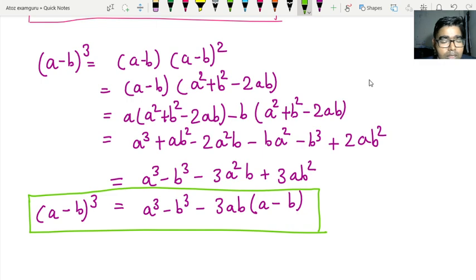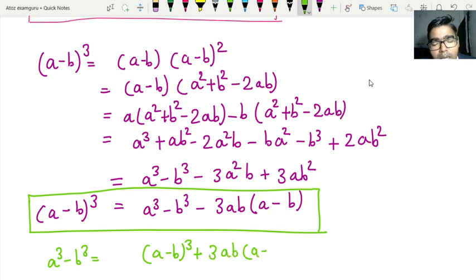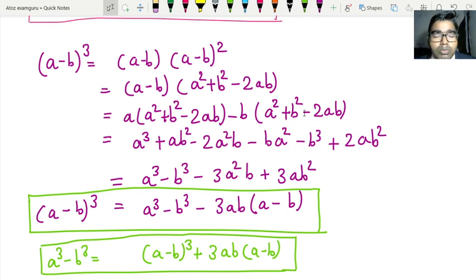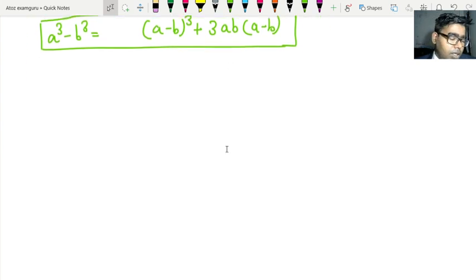If you rearrange the terms, then you will get the formula a cube minus b cube equal to what? A minus b whole cube plus thrice of ab. And don't be confused. If any term will change the side, sign will change, right? And that's why the 3ab, which is negative over here, becomes positive when it goes to that side, a minus b whole cube. Right friends? So move on to the next formula.